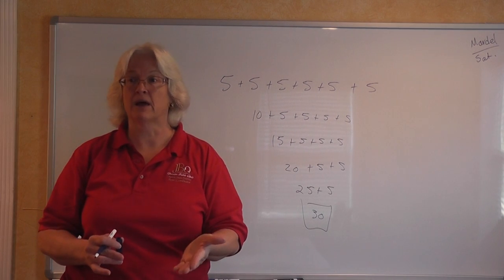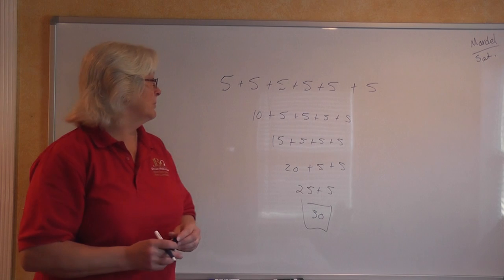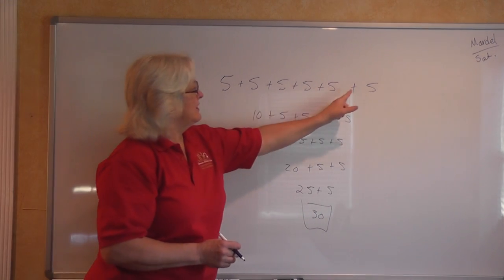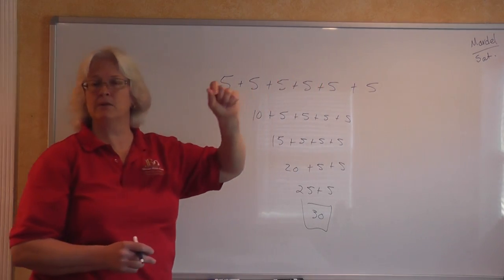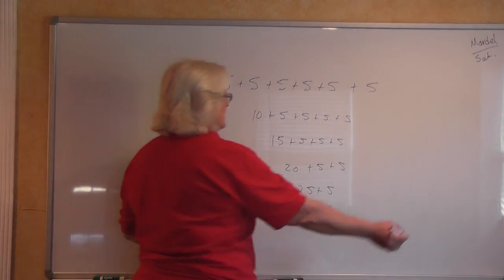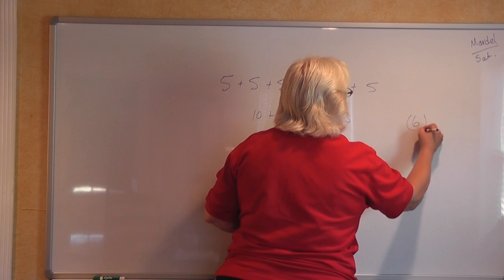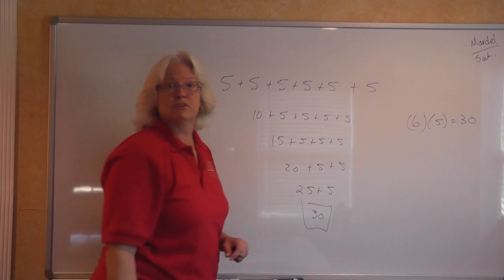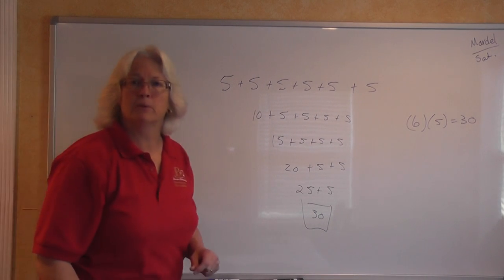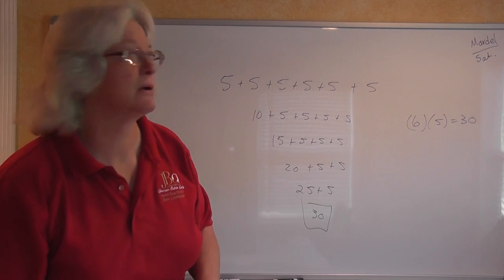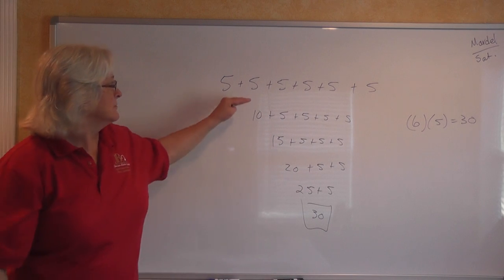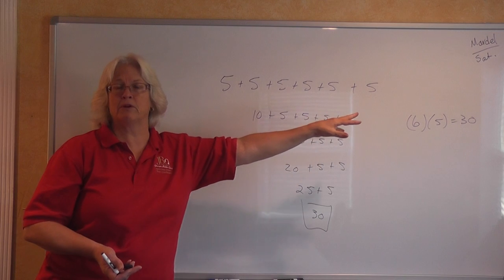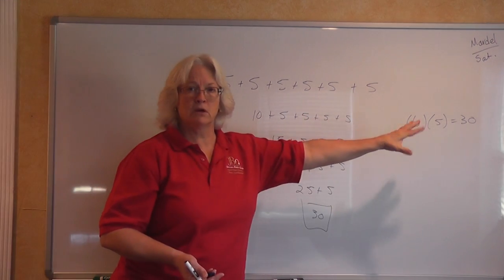Now, that way of doing things might work for some of you, but for me, there is no way I'm going to take that much time doing that problem, especially when I can count and say, 1, 2, 3, 4, 5, 6. I have 6 fives. 6 times 5 is 30. Much nicer, isn't it? So it was easy here, just count 5, 10, 15, 20, 25, 30. Or you use multiplication.